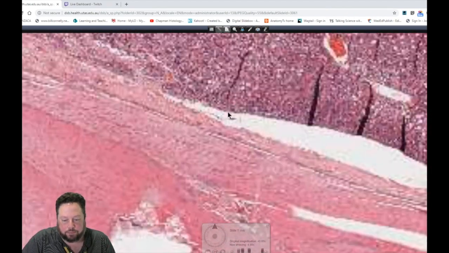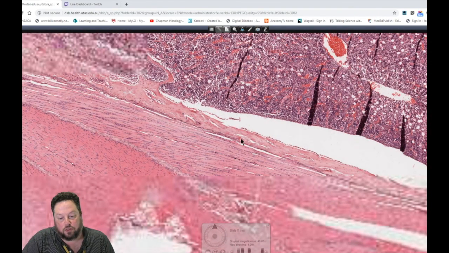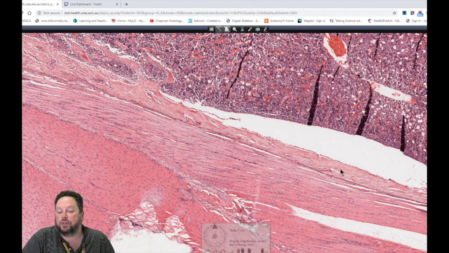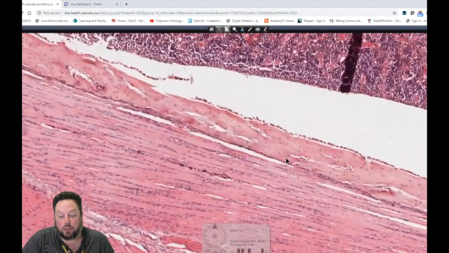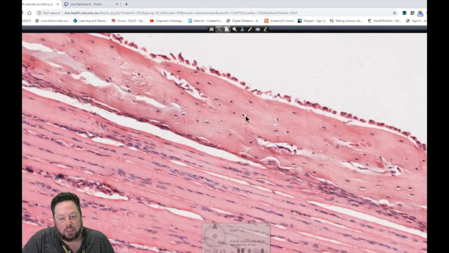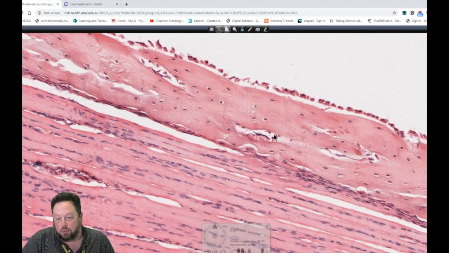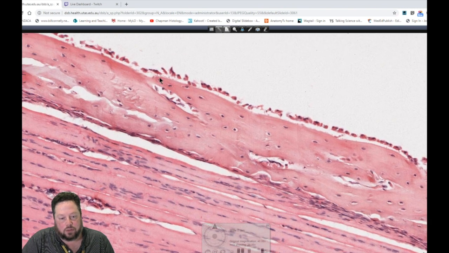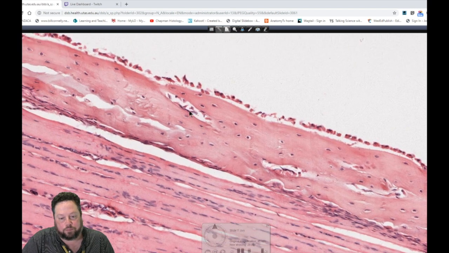This one's in H&E. As I mentioned before, the region where we find most of our compact bone is the diaphysis, which is the shaft of the bone in long bones. So this is our compact bone in H&E here. Here are our osteocytes sitting within lacunae. These are going to be parts of our Haversian canals and perforating canals and so on.